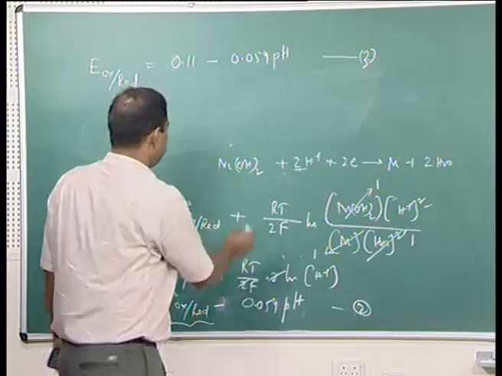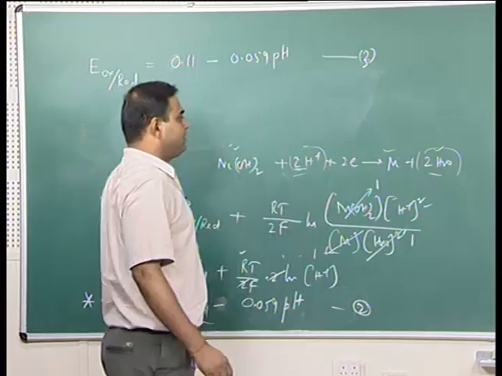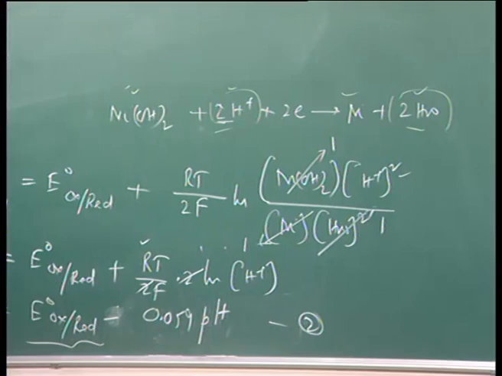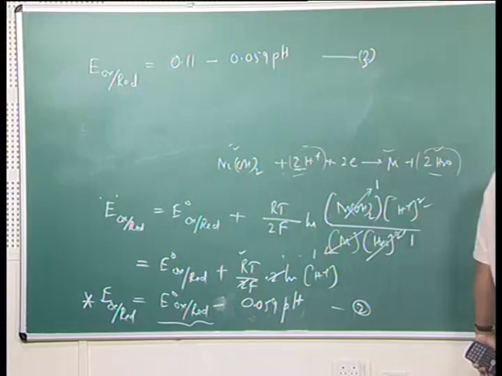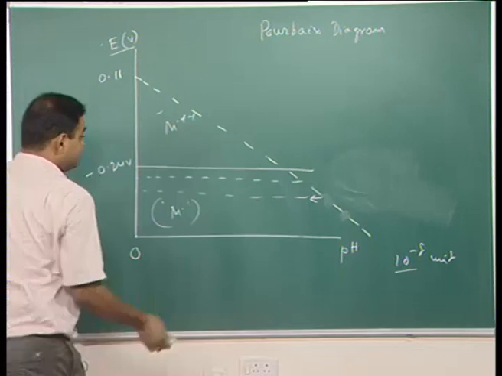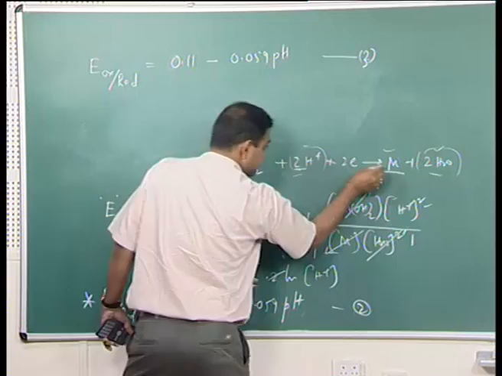Now, you see here the species are H plus, NiOH whole 2, Ni and H2O. If you remove this and this, because these are basically the constituents of the water medium, then this tells you the equilibrium between Ni and NiOH whole 2. So then we have to see where we are getting Ni and NiOH whole 2. Now, this line is passing through two regions. One is Ni plus plus and another one is Ni. But we have already seen that this is the equilibrium between Ni and NiOH whole 2.